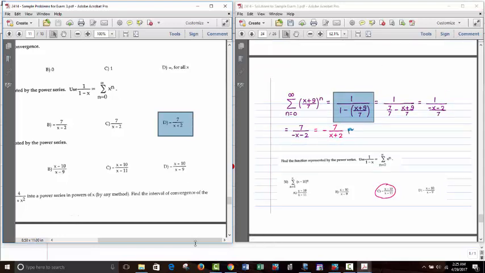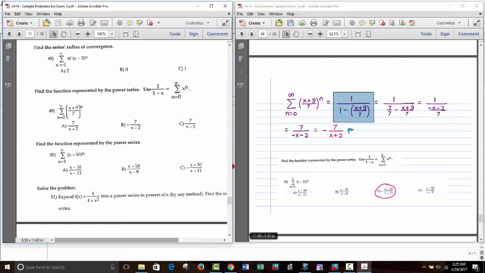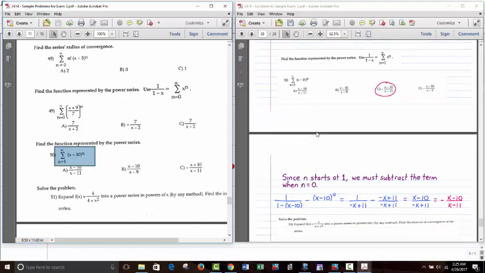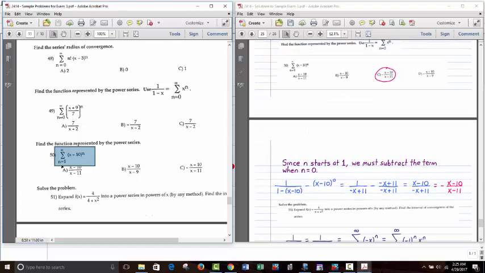All right, let's take a look at the next one. We're trying to see what x minus 10 to the n equals, the function that's represented by that power series. Now this one, yeah, they tried to trick us a little bit here. They're starting it at 1 instead of 0.